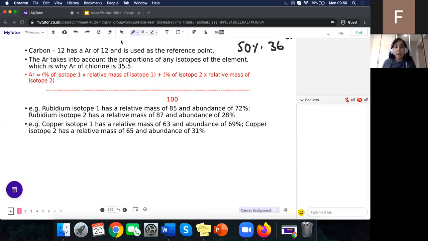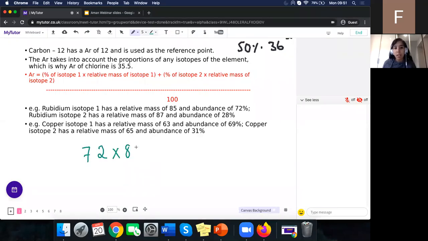So the rubidium calculation then, we've got the first isotope has a relative mass of 85 and an abundance of 72. Abundance just means the percentage in the Earth. So here we've got 72%. We times that by 85. That's the first isotope. Then we add it to the second isotope, which is rubidium isotope 2, a relative mass of 87 and an abundance of 28. So 28 times 87. And then we divide by 100.